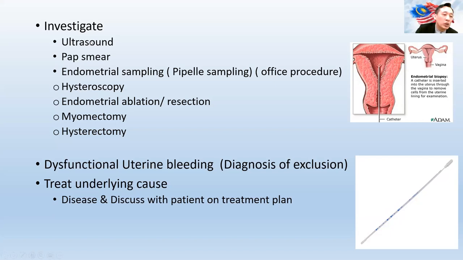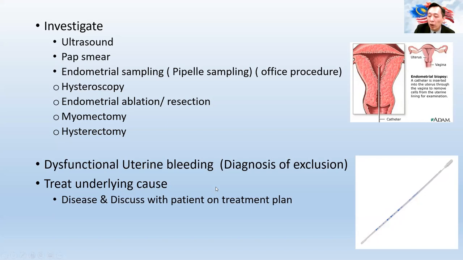Hysteroscopy, endometrial ablation, myomectomy, and hysterectomy are specialized procedures. If the patient requires these procedures, you may need to do a referral. Dysfunctional uterine bleeding is a diagnosis of exclusion. So for menorrhagia or abnormal uterine bleeding, treat the underlying cause. Discuss with the patient about your treatment plan, whether they are ready to accept what you offer.